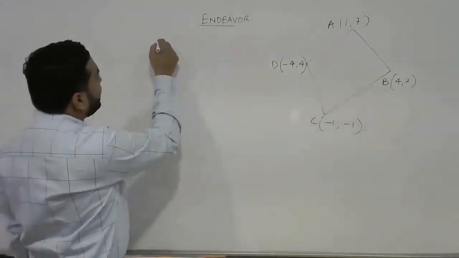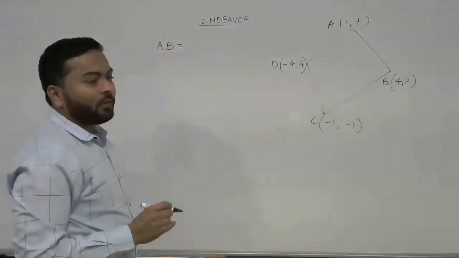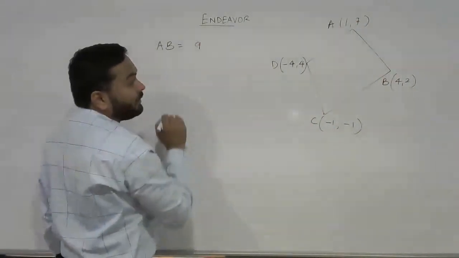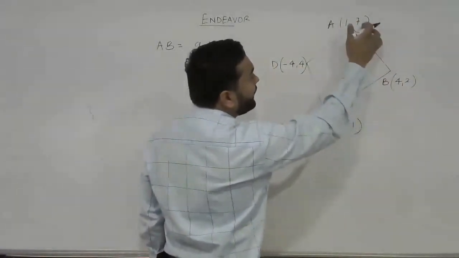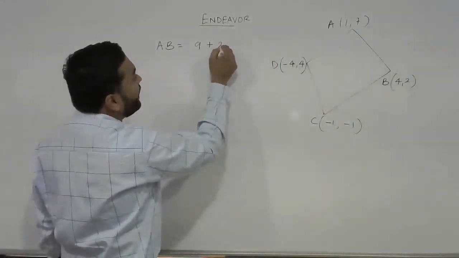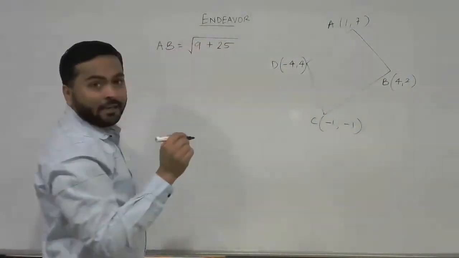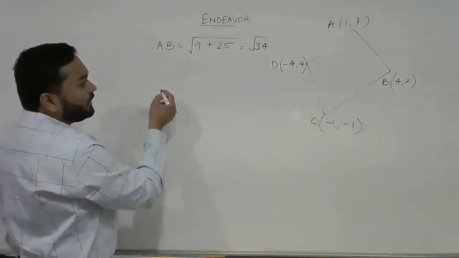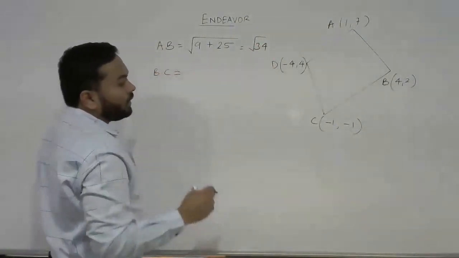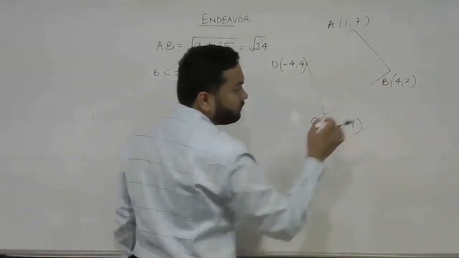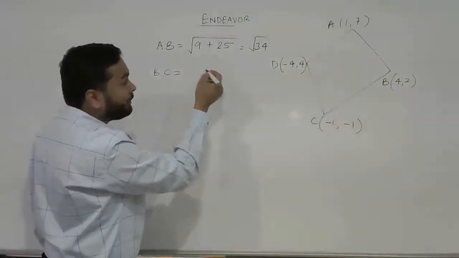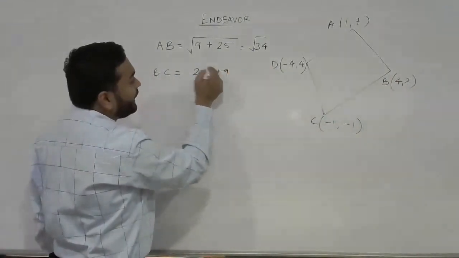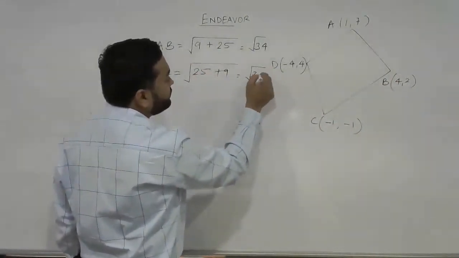So if I have to find what is AB, that will be 4 minus 1, that is 3 squared, which is 9, plus 2 minus 7, that is minus 5 squared, which is 25. So the square root of 9 plus 25 is root 34. Now similarly, if you try to find BC, you get minus 1 minus 4, that is minus 5 squared, 25, and minus 1 minus 2 is minus 3 squared, 9, which is again root 34.